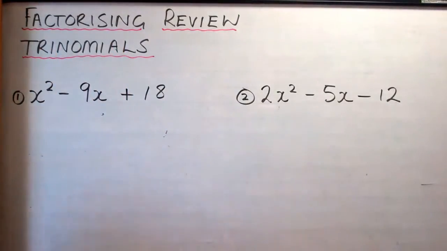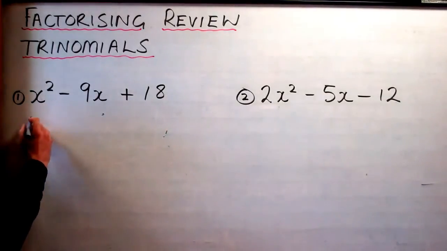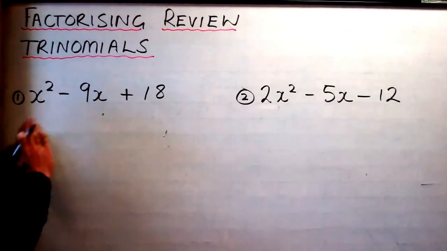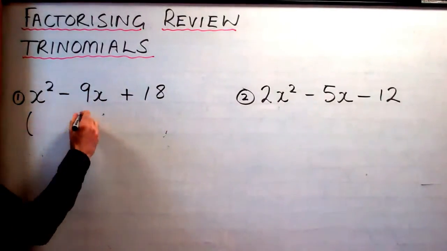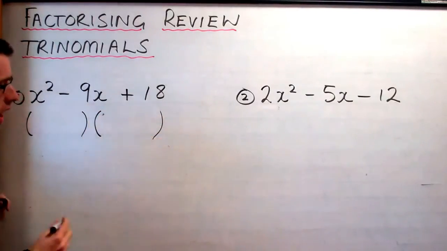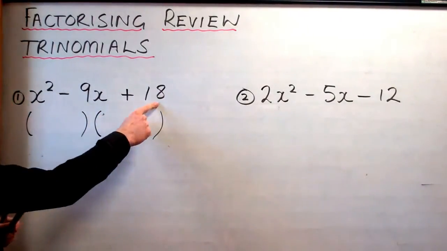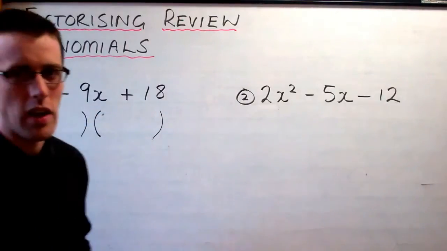So factorising trinomials, remember, is when we're looking at double brackets, and we're looking at factors of 18 that are going to give us -9 when we add them together.